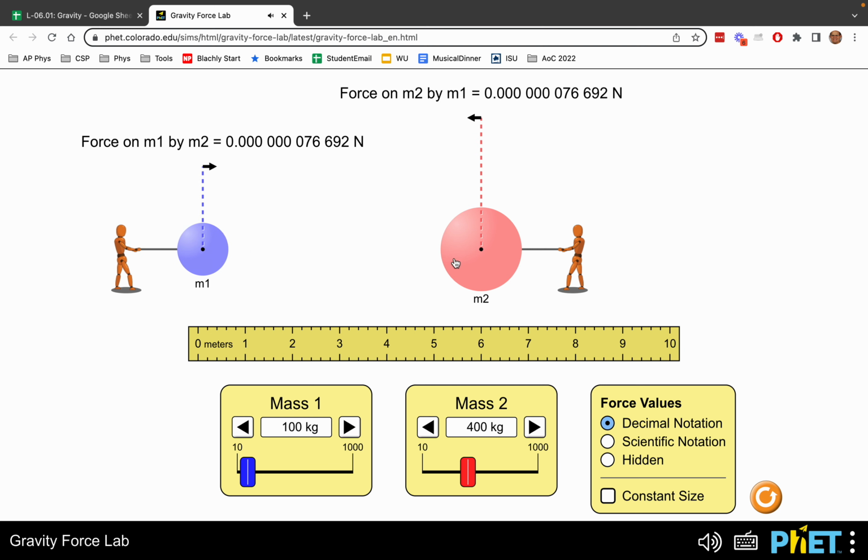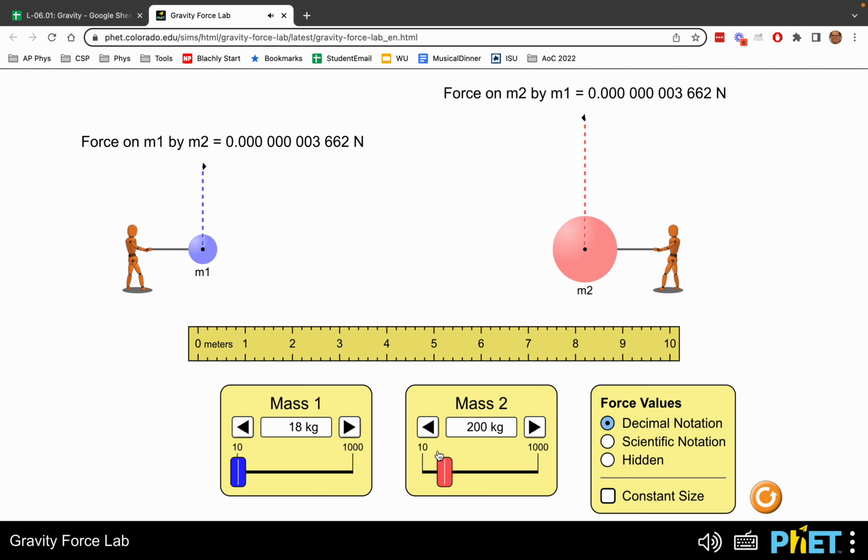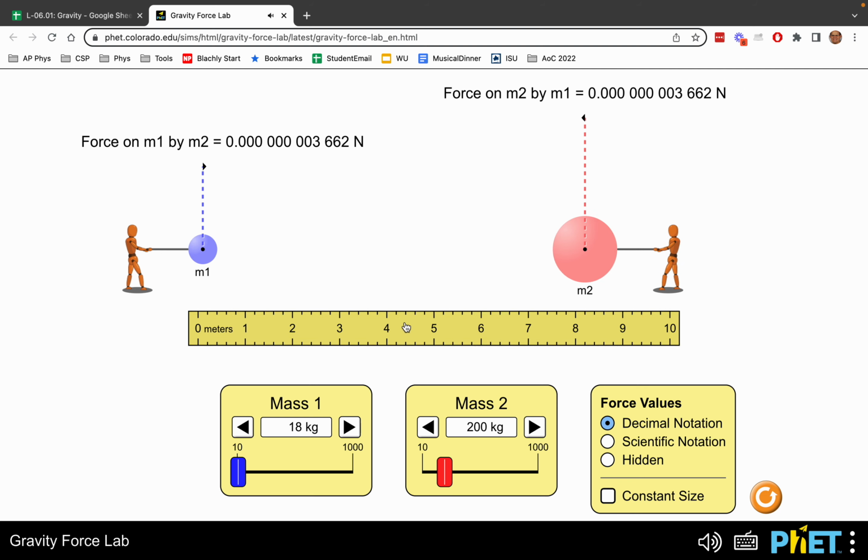It makes this goofy little noise when it slides, so you can turn your volume down so it doesn't do that. The other things you can do is you can change the mass of the objects. So this changes the mass of object 1. You can also use the arrows, and this changes the mass of object 2. Okay? Lastly, you can move the ruler.